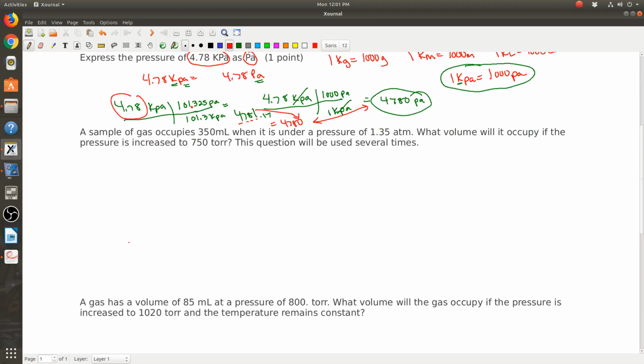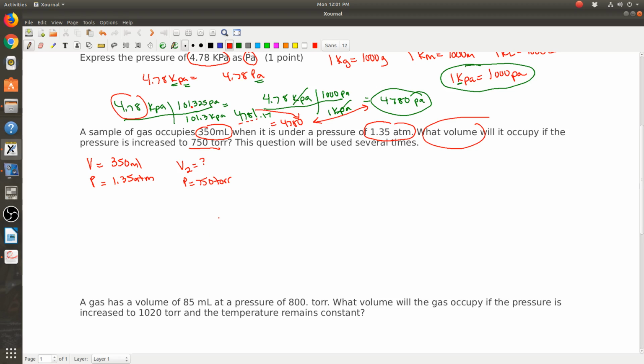This would have been a question where it's multiple questions because I asked you for which formula to use and stuff. So a sample of gas occupies 350 milliliters. So I'm going to write that down. Volume is 350 milliliters, when it's under a pressure of 1.35 atmospheres. Pressure 1.35 atmospheres. What volume, that's a V2, will it occupy if the pressure is increased to 750 torr?